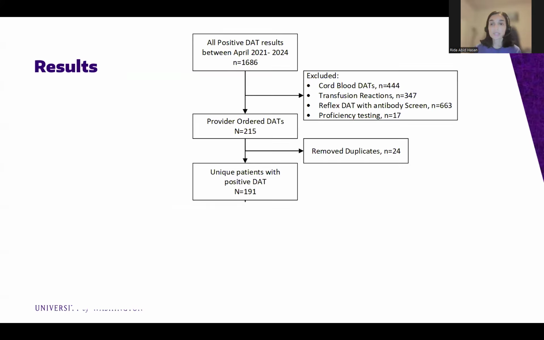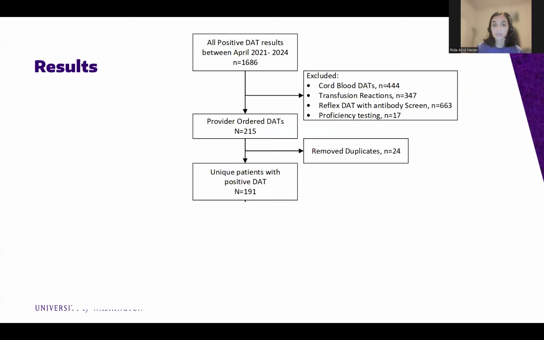So, in terms of DAT numbers in general, I identified 1,686 DATs performed at our institution. DATs are a pretty common workup that we do for other things, such as transfusion reactions and cord blood DATs. I excluded all of these because in those situations, the provider is not ordering it because they're suspecting hemolysis. It's really because of the reflex workflow that we have in our blood bank. So I removed that and only looked at DATs that were ordered specifically by providers for concerns for immune-mediated hemolysis.